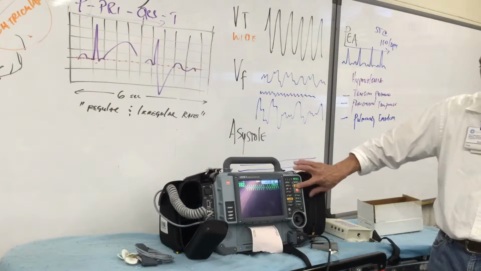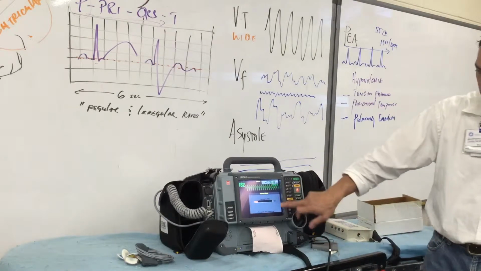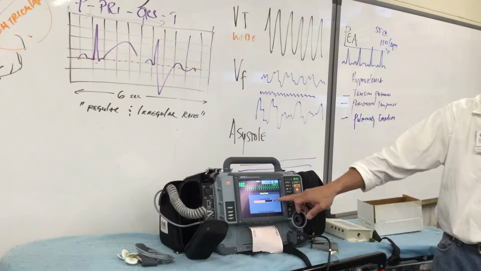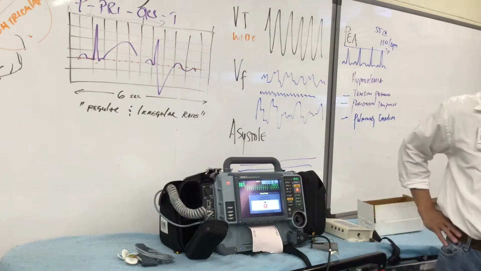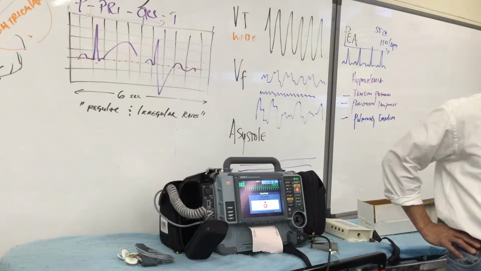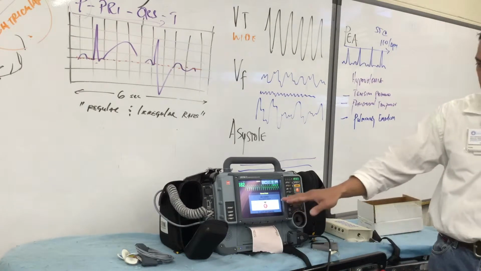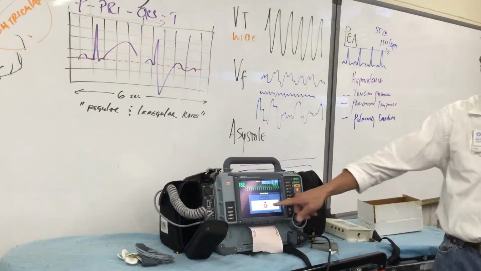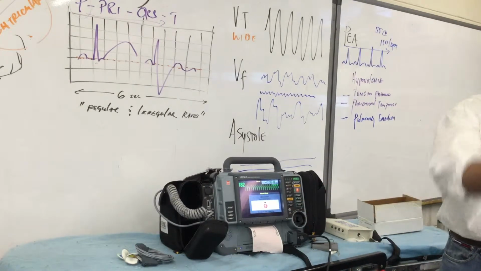We'll go ahead and press charge. And what's going to happen is already defaulted. The first energy setting, if you see here, is 200 joules. It charged up pretty quick, and then we just press that shock button here in order to deliver the shock.